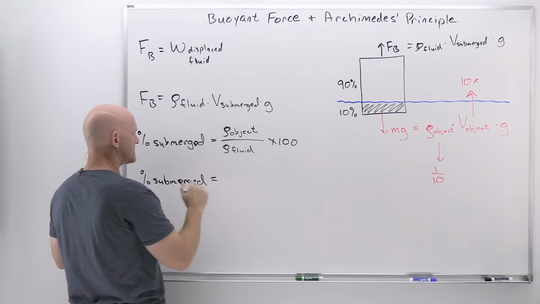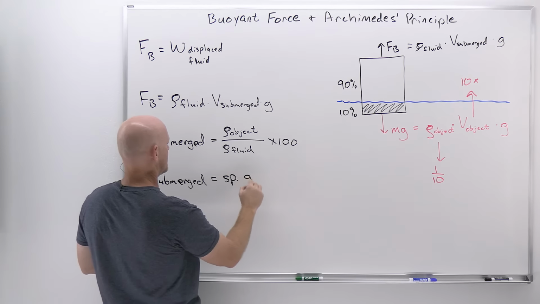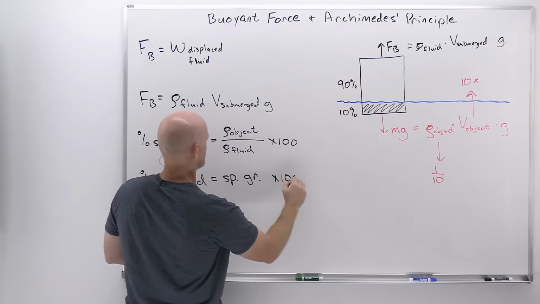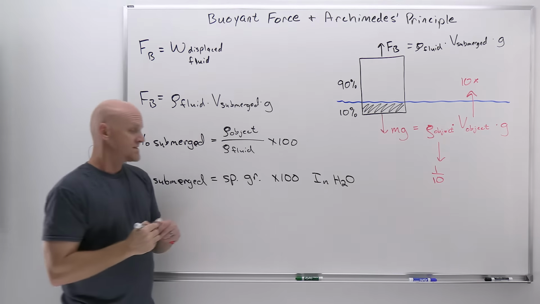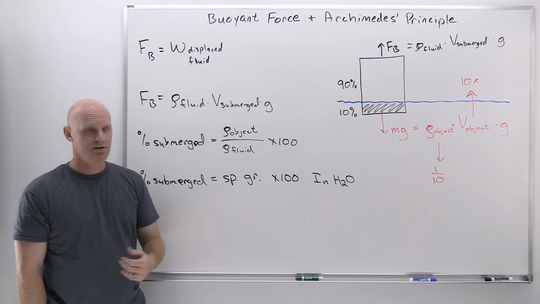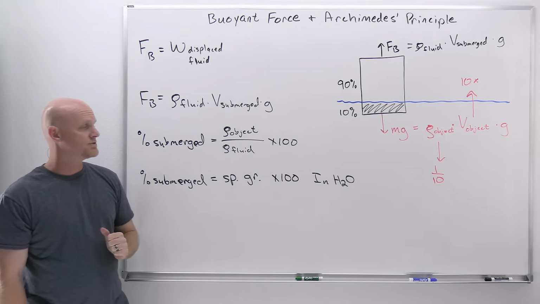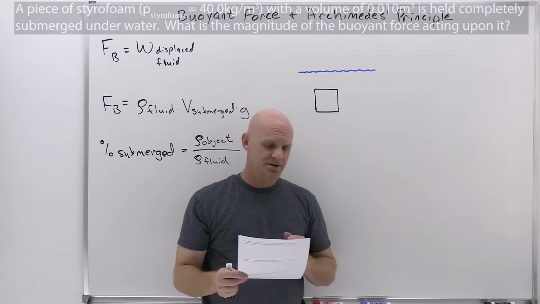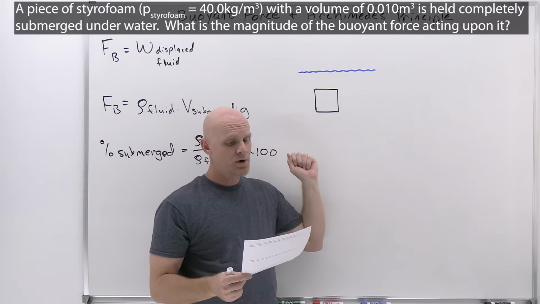So that relative density to the density of water is the specific gravity. And so as long as we're talking about in water, the percent that's submerged is just equal to the substance's specific gravity times 100, because the specific gravity is its own density relative to that of water as the fluid.